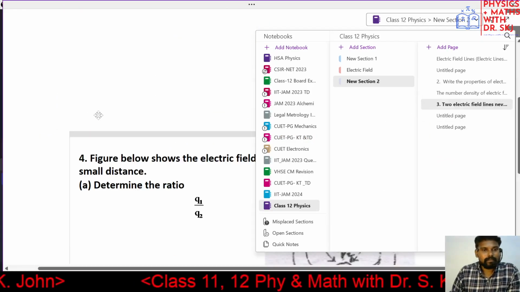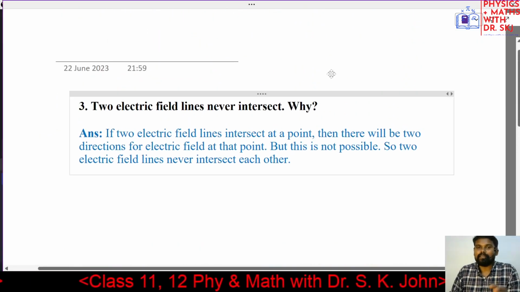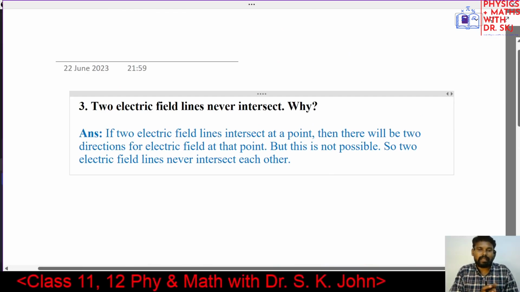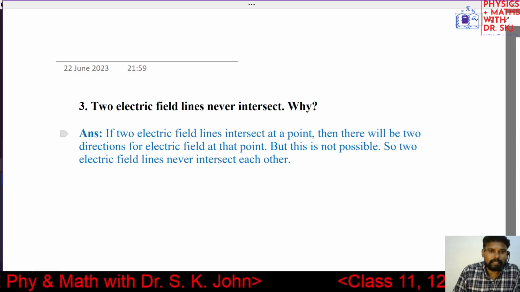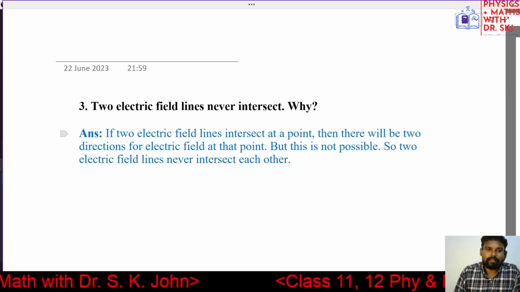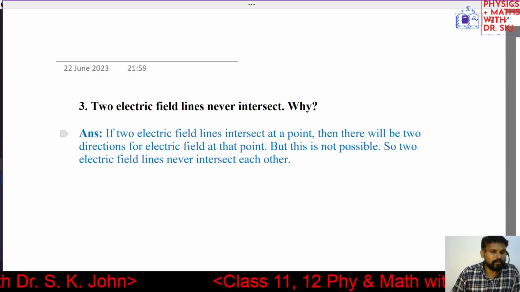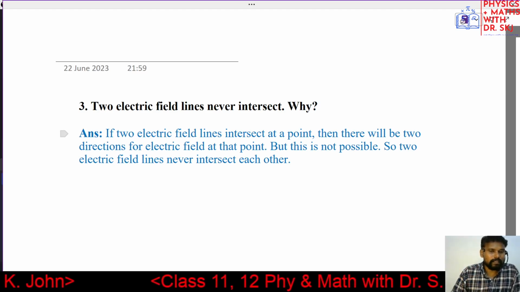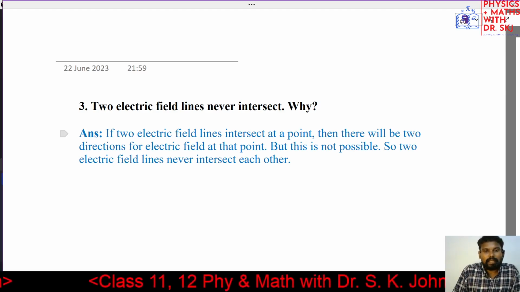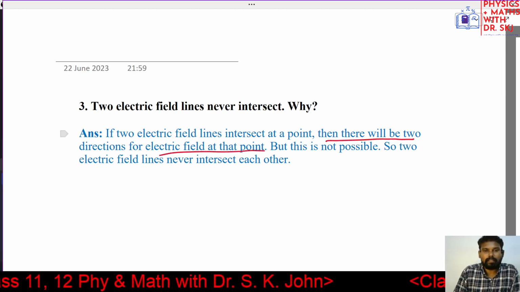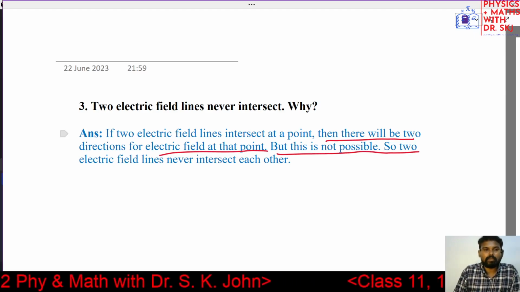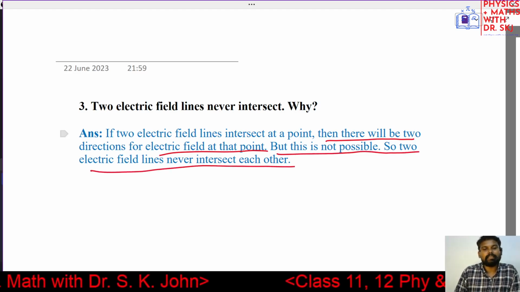Okay, we have already explained this question. Two electric field lines never intersect. Why? Okay, this is the answer. You can by heart this answer. I think you have got the idea. You have already understood this answer. If two field lines intersect at a point, then there will be two directions for electric field at that point. But this is not possible. So two field lines will never intersect each other.